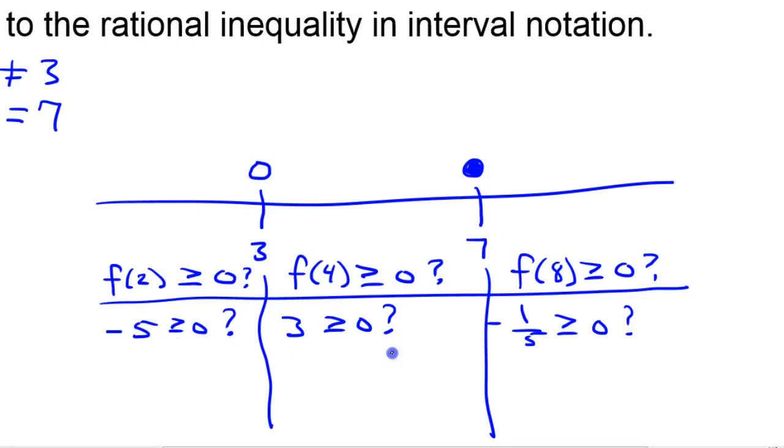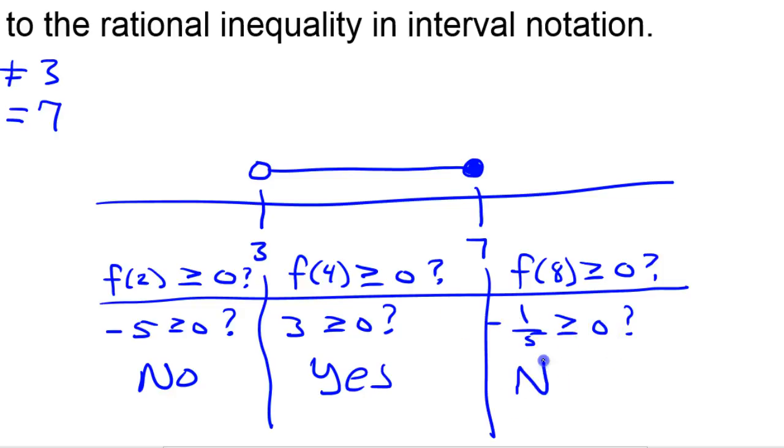So, if these are true, then those will be solutions. So is -5 greater than or equal to 0? No, that's a negative number. So there will be no solutions in this zone. Is 3 greater than 0? Yes. That means we will have solutions in this zone, which I will show by putting a line here. Is -1/5 greater than 0? No, that's a negative number. So we will have no solutions here.